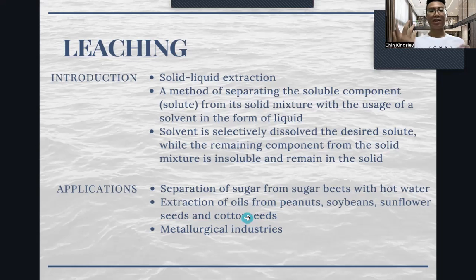The application of leaching is to separate sugar from sugar beets with hot water, and also to extract oil from peanuts, soybeans, sunflower seeds, and cotton seeds. And also it is used in metallurgical industries.